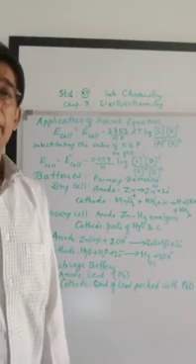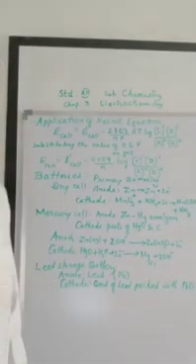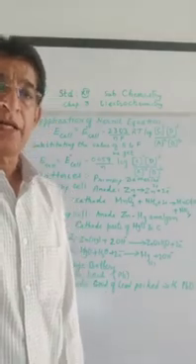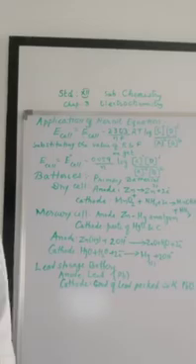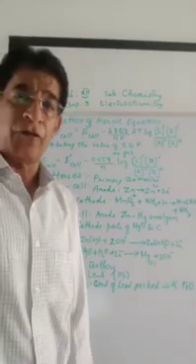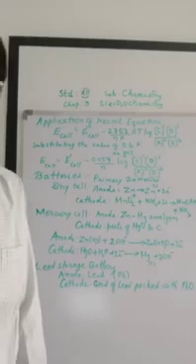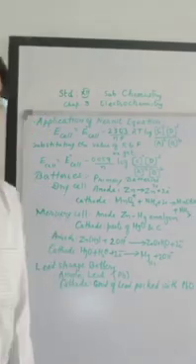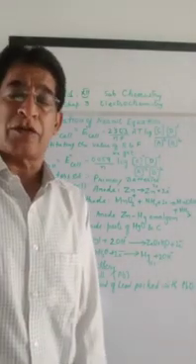At the cathode, the reaction is O2 plus 2H2O plus 4 electron gives 4 OH-, and at the anode, the reaction is 2H2 plus 4 OH- gives 4 H2O and 4 electron. Overall reaction is 2 H2 gas plus O2 gas gives 2 H2O.